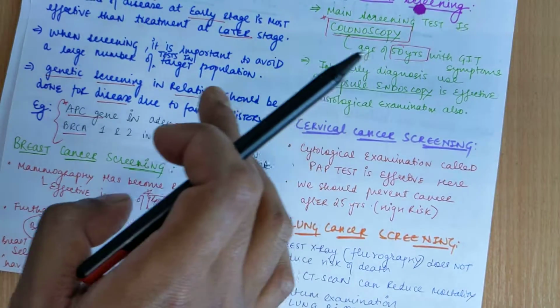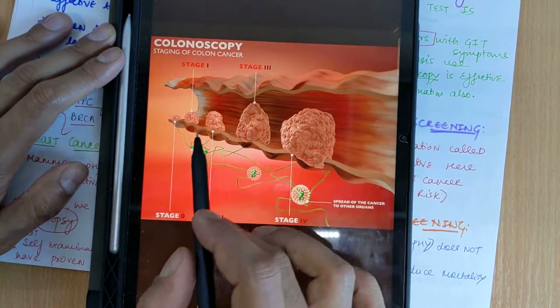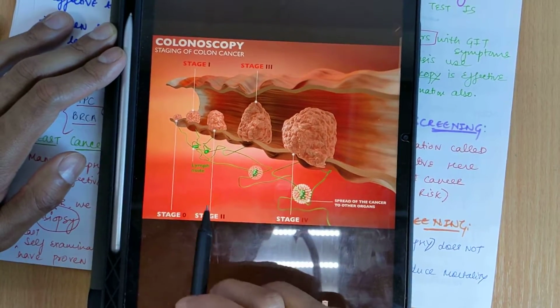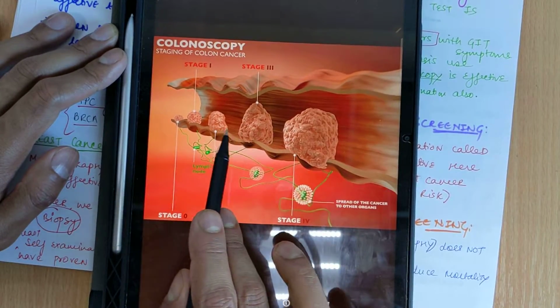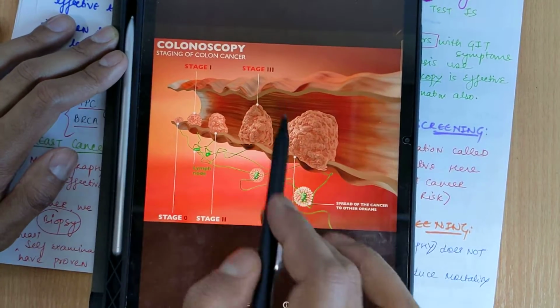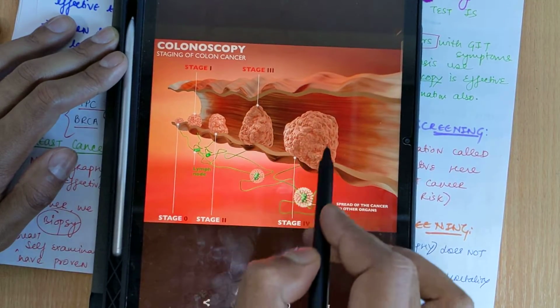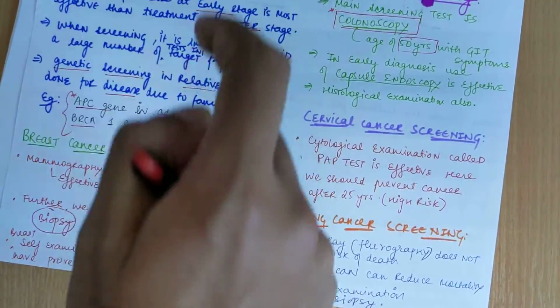And one more image, you can see the stages of colon cancer. Stage 1 will be small in size, then stage 2, stage 3, and stage 4 will spread to other organs. So it is spreading to the other organs. This is the colon, and between that there is a tumor cell, this nodule you can see, this is the tumor. So this much is clear.